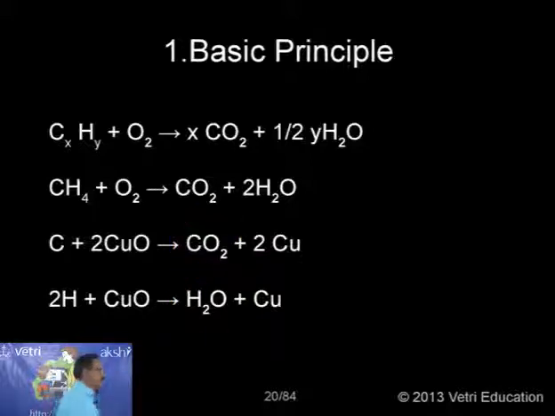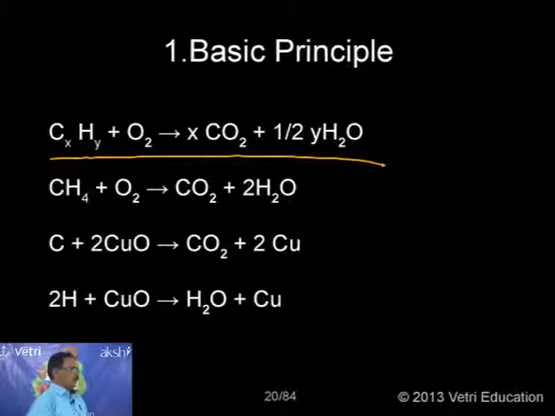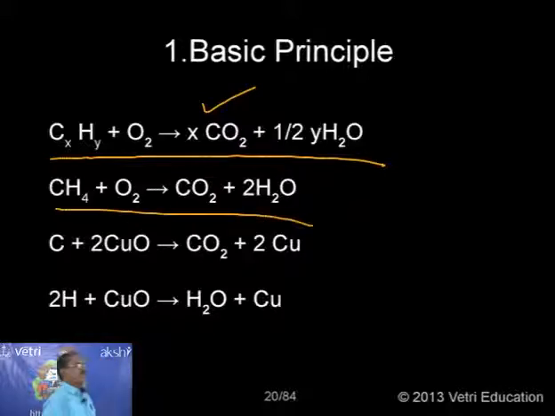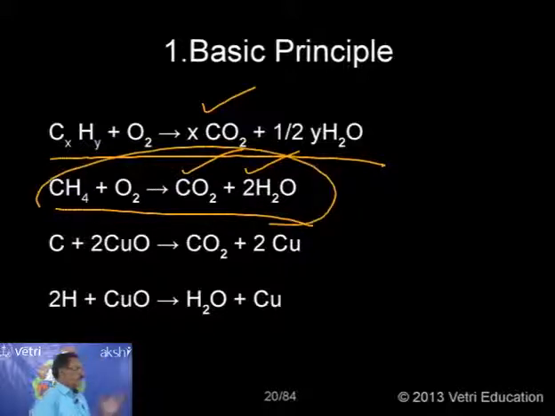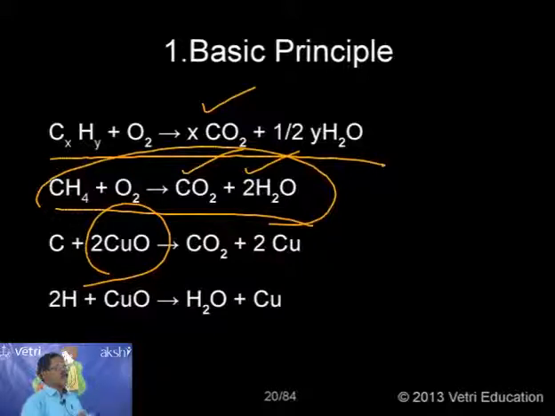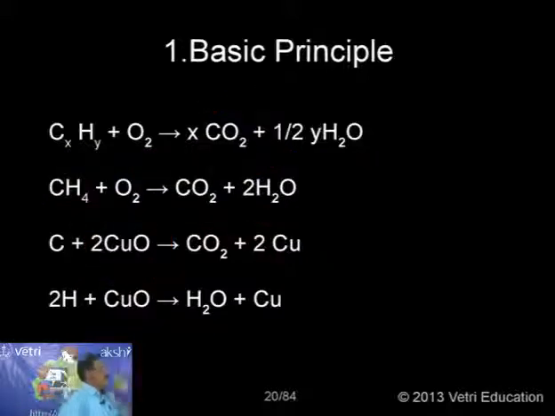Here I have given a general formula, that is CxHy plus O2 giving xCO2 plus y/2 H2O. This is a general formula. A specific example is methane. When you burn methane in the presence of oxygen, one mole of carbon dioxide and 2 H2O are formed. This is a general reaction. But how are we getting oxygen? That is coming from copper oxide we are using. This is the basic principle involved.